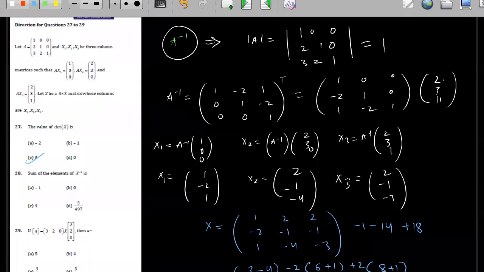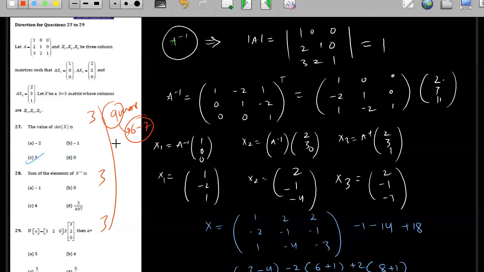Sir, how much time should we take for such a question? See, this question is in JEE Advanced. So 3 plus 3 plus 3, this total question is a 9 marks question. So anywhere between 6 to 7 minutes you can take. Even if you are taking 9 minutes to solve this question, it is fine.